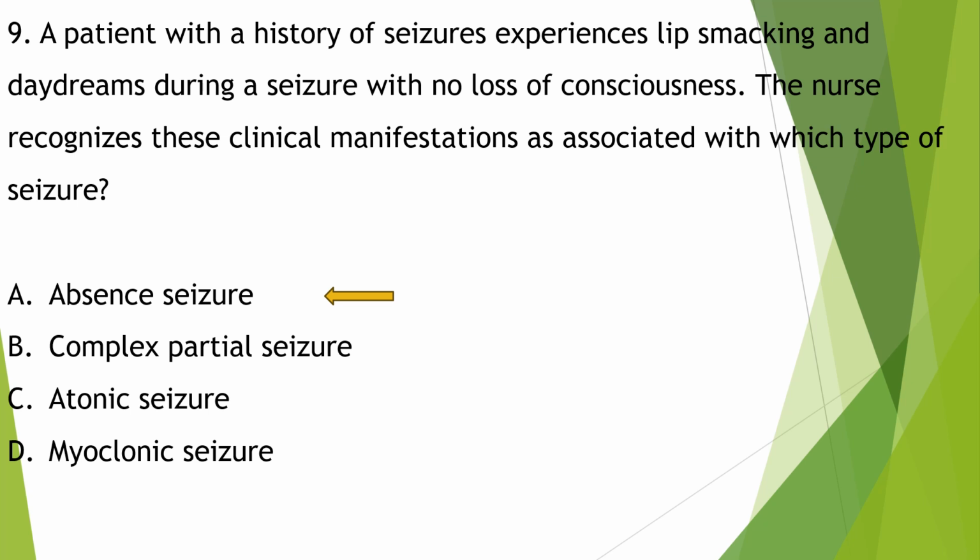Myoclonic seizures present with no loss of consciousness and include brief contractures of muscle that may be symmetrical or asymmetrical. A patient with atonic seizure may or may not lose consciousness and exhibit sudden momentary loss of motor tone. Complex partial seizures always include loss of consciousness and often are preceded by an aura. The patient may also demonstrate automatism. So here it is absence seizures.